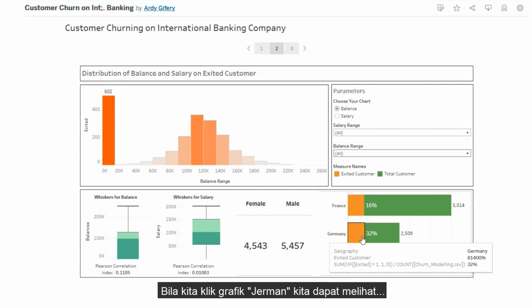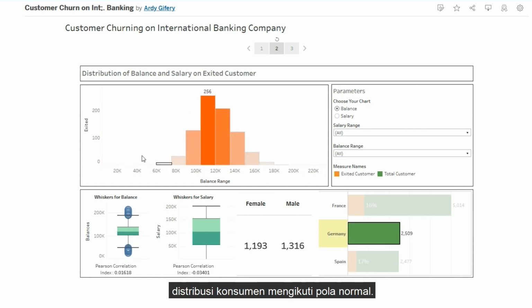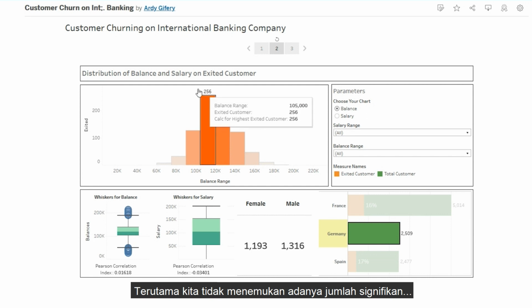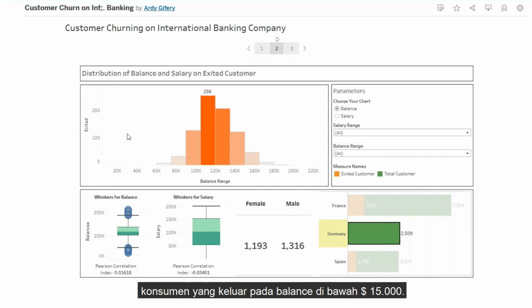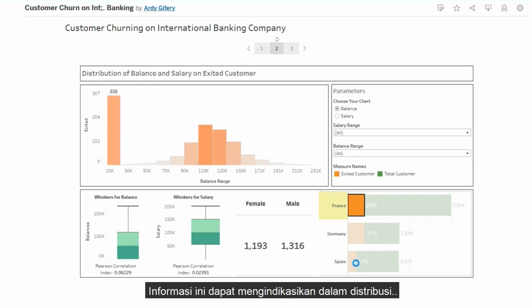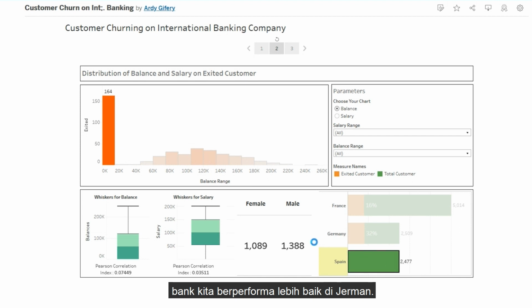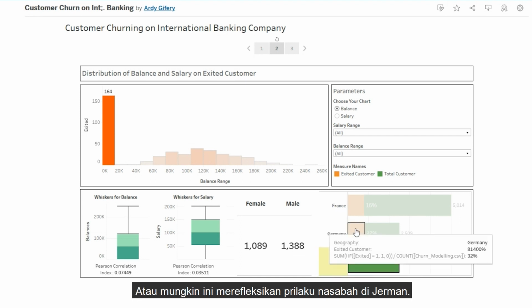If we click the chart for Germany, we can observe that the distribution of customers follows a normal pattern. Particularly, we do not find a significant number of customers with a balance below $15,000 exiting. This differs from region-specific distributions like in France and Spain. This can indicate that, in terms of distribution of exited customers based on balance range, our bank performed better in Germany, or perhaps it reflects the banking behavior of customers in Germany.